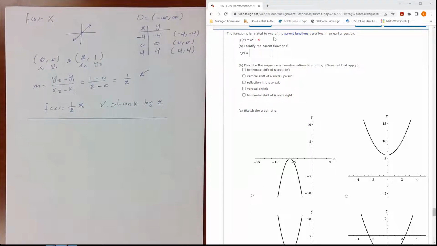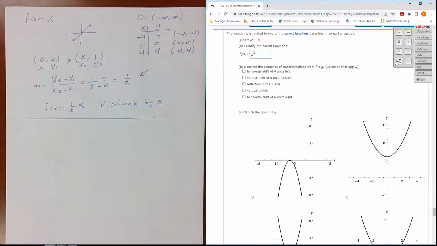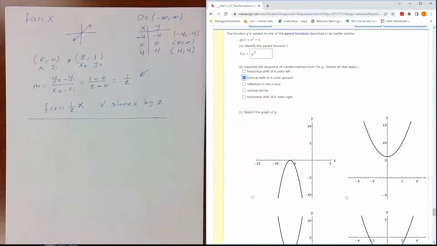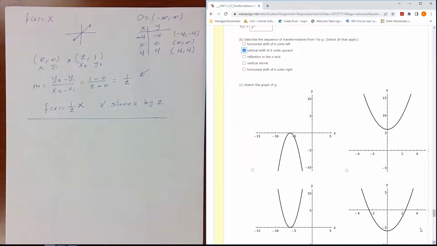The function g is related to the parent function. Describe in the area section g of x equals x squared plus 6. What's the parent function? The parent function on this one is going to be just x squared. And describe the sequence of transformations. Which transformation happened to this graph? It just shifted up, a vertical shift 6 units upward. The new graph is going to be shifted 6 units up.